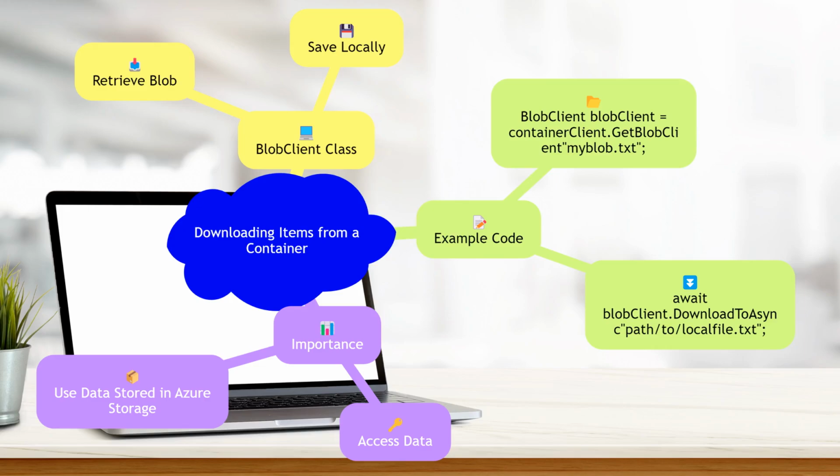Downloading items from a container involves using the BlobClient class to retrieve the blob and save it locally. For example, blobClient equals containerClient.GetBlobClient my-blob.txt. Await blobClient.DownloadToAsync path/to/local/file.txt. This code downloads the blob named my-blob.txt from the container and saves it to the specified local path. This operation is essential for accessing and using the data stored in Azure Storage.